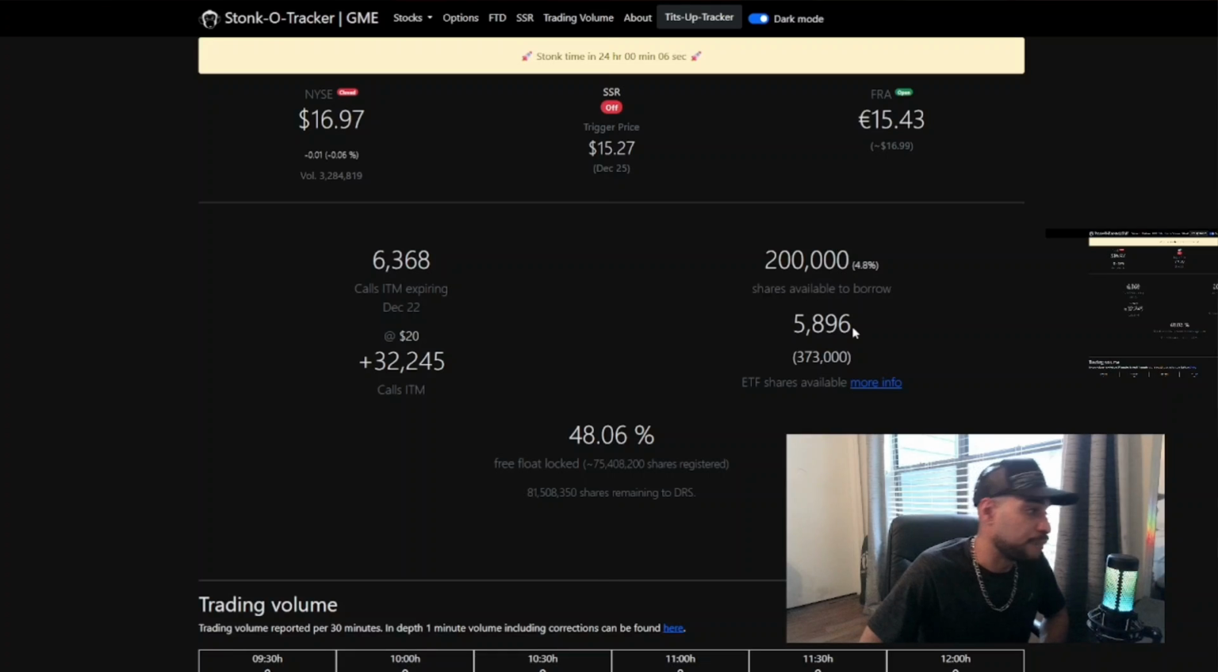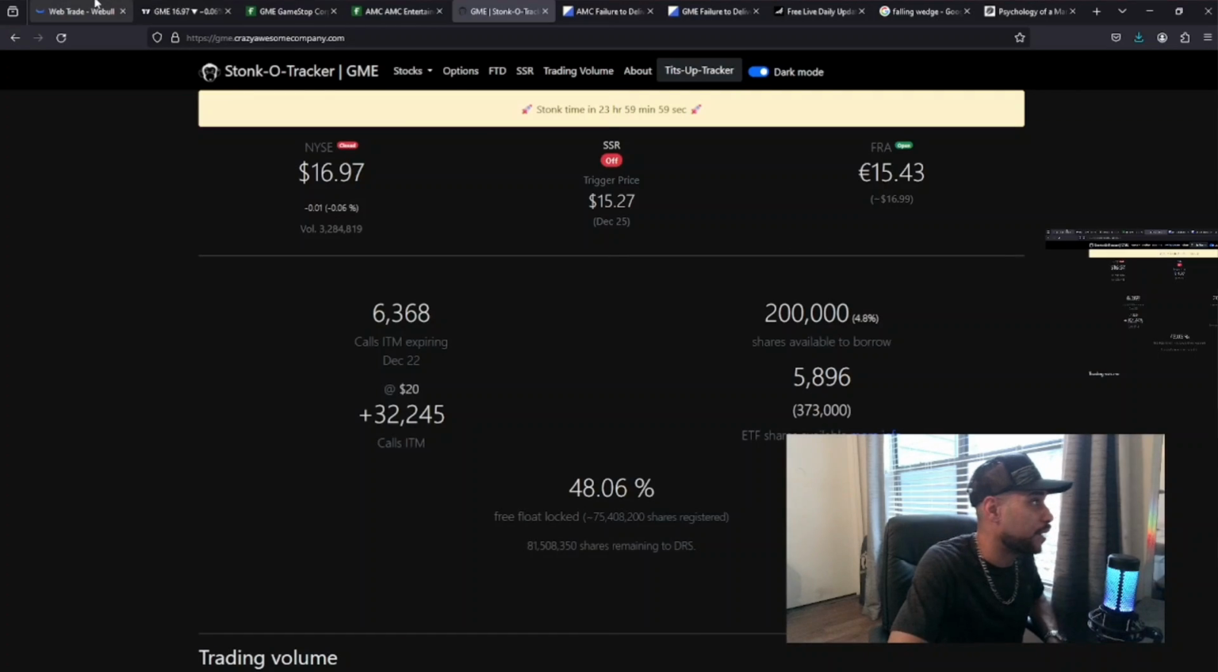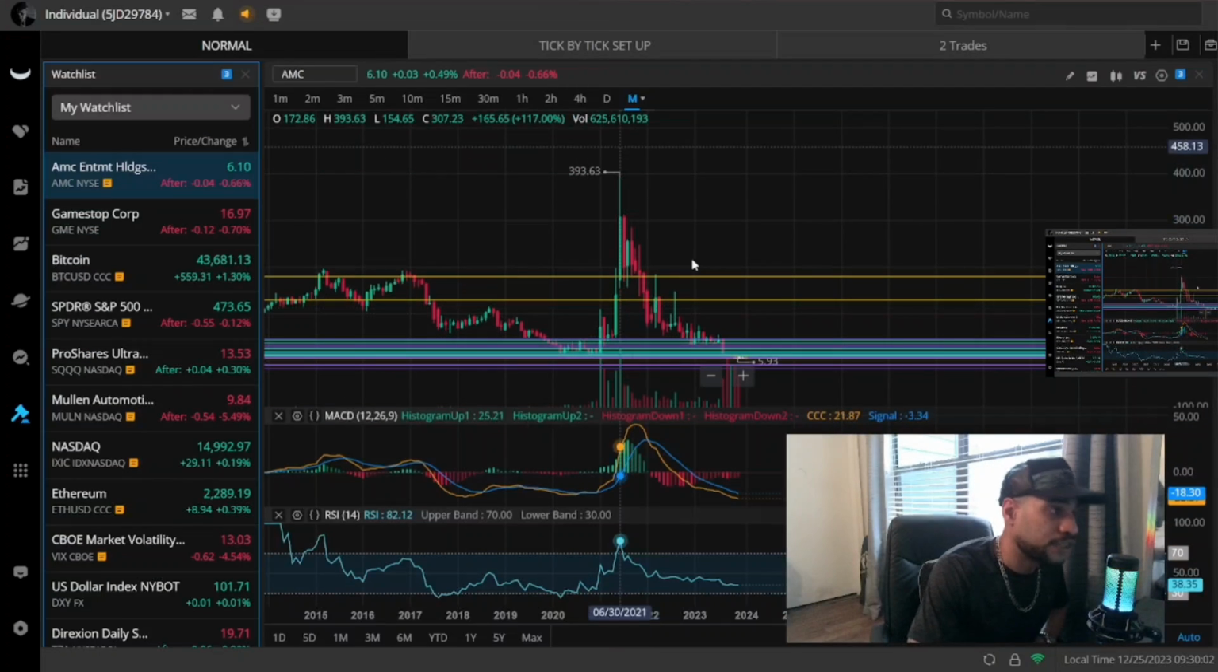This could change as of Monday. The big thing about GameStop is that 48% of the shares are locked up in Computershare, and that makes the float very illiquid, which makes the price go very, very high.